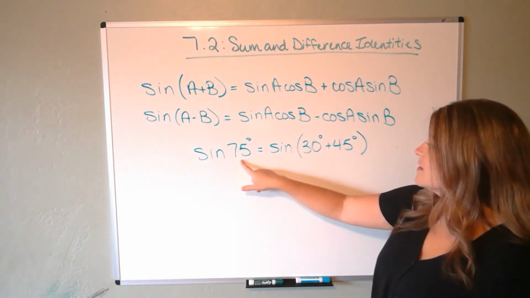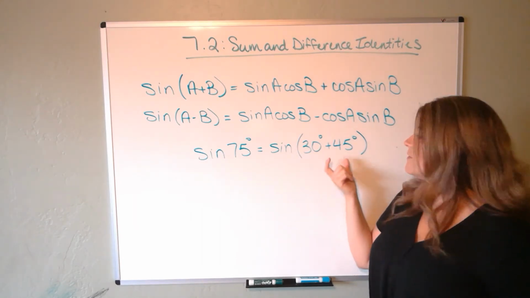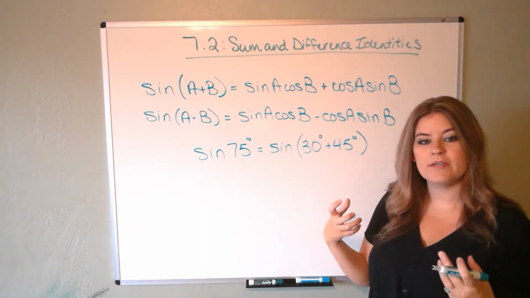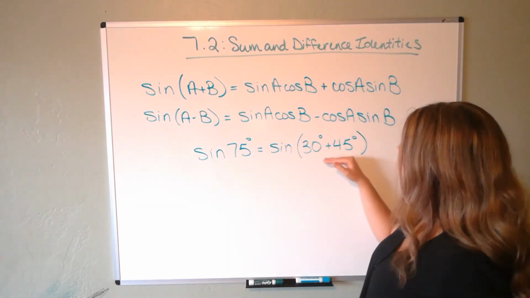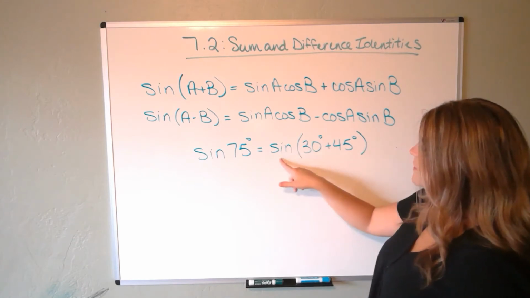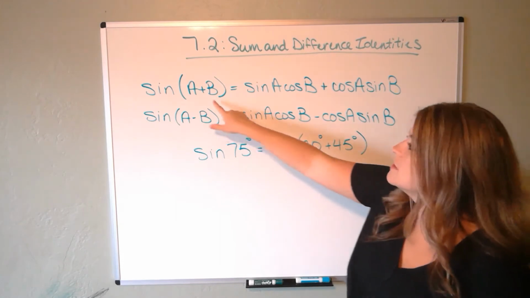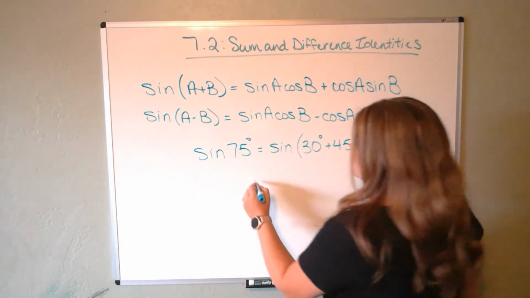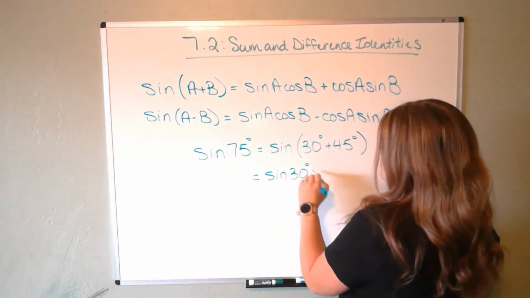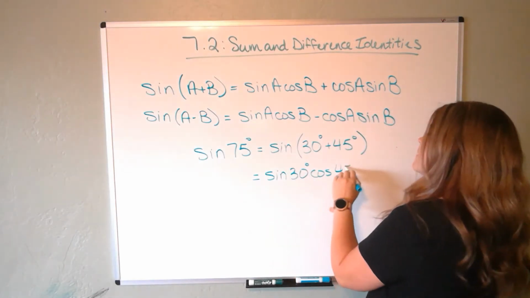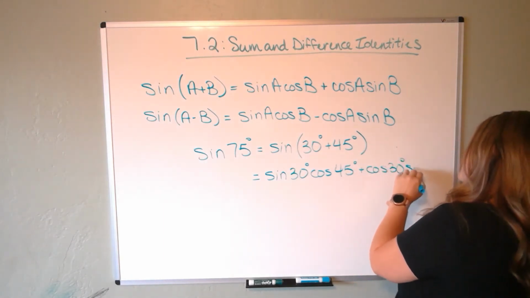So guys, 75, 30 plus 45, these are two equal statements. I've just broken up the 75 into two angles that I do have on my unit circle. Now, I can use this line. I say, okay, this looks like sine of A plus B. So I'm going to use this first identity. So the sine of A plus B is sine A cosine B plus cosine A sine B.